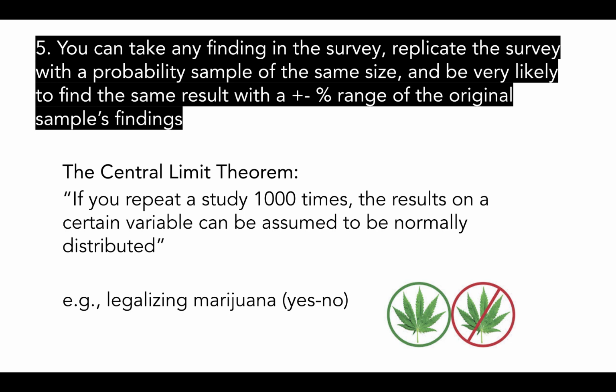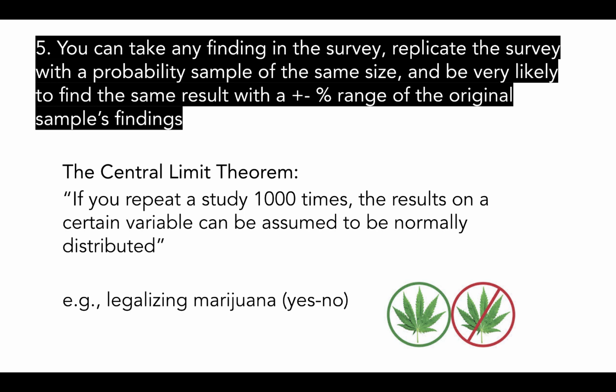But let's say you gather a random sample of college students, and then another random sample of college students, and another random sample of college students, and so on. Then you will find that whichever variable you asked in all of those surveys will be very similarly distributed, will be normally distributed. So let's take the example of legalizing marijuana again.